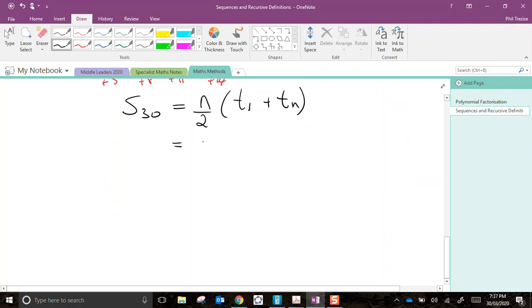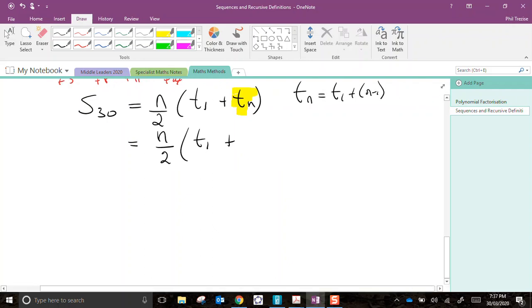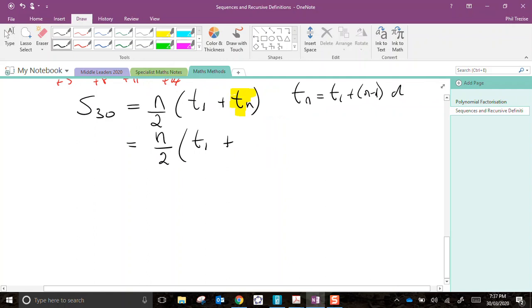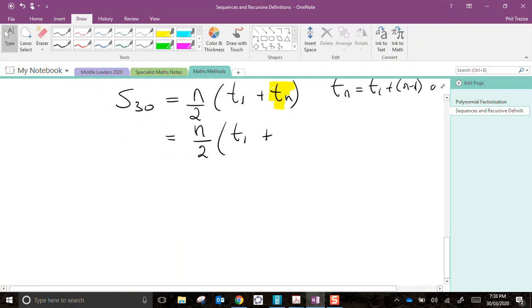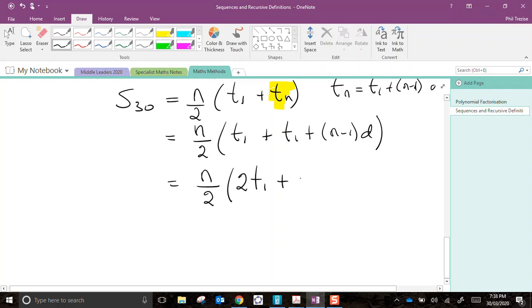Well, let's get a little bit fancy here. n over 2, first term. Didn't we have a rule previously for predicting the nth term of a sequence? Wasn't it the first term plus n minus 1 times d, the common difference? So why don't we put that into our formula? So the first term plus n minus 1 times d. And this gives us the alternate version. n over 2 times 2 times the first term plus n minus 1 times d.